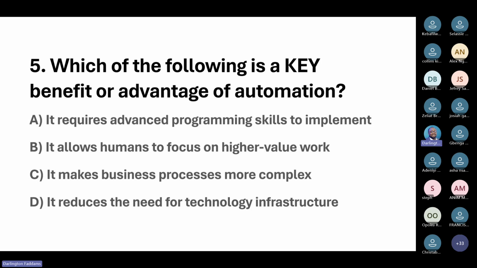Okay. So the correct answer here is B. It allows humans to focus on higher value work. So that is one serious benefit of automation. And it lets you know that you don't need advanced skills to do automation. As a matter of fact, the Power Automate that you are learning today can easily be used in robotics and a whole lot of cloud functionalities.